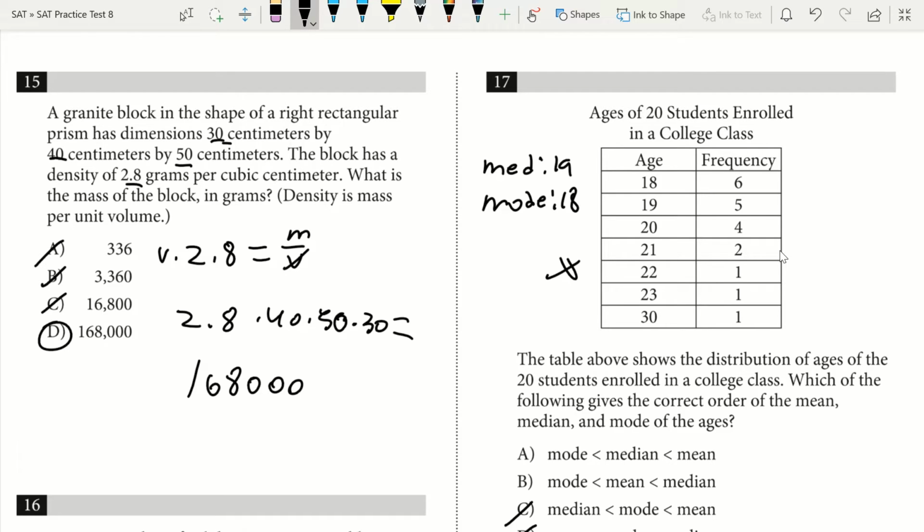So I know that my mean is going to be my greatest, right? I'll put that here just so you guys can see it. Mean's 20. So I know my mode is going to be my least, median is going to be in the middle, and my mean is the greatest. So my answer is A.